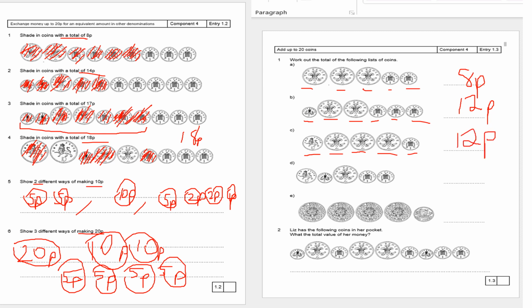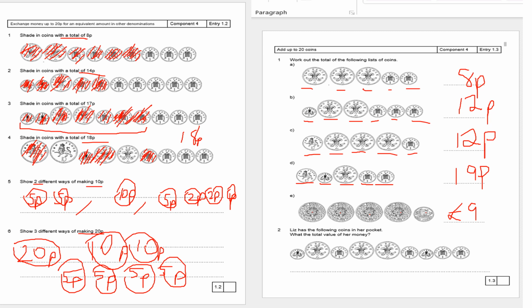For part D, you've got a 10 pence there. Sorry if it's not very clear. 15 pence, 17, 18, 19. This one is a bit trickier. That's actually a £2 coin. So £2, £4, £6, £8. That's a £1 coin. So it's a total of £9.